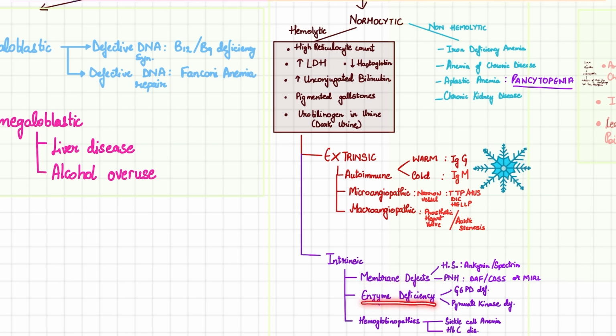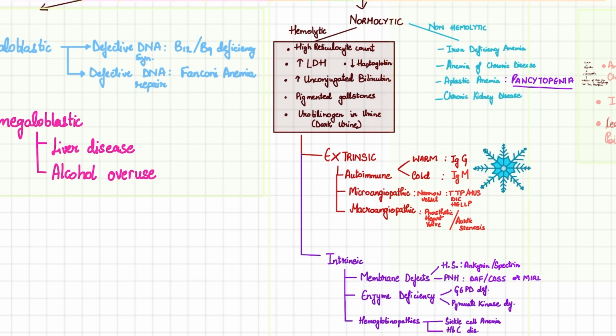It could be an enzyme deficiency, like G6PD deficiency leading to oxidative stress, or pyruvate kinase deficiency. We already know there are a lot of hemoglobinopathies that we know on electrophoresis, like sickle cell anemia, hemoglobin C disease. These could be genetic, and it will lead to intrinsic hemolysis. Again, these will be your clues.